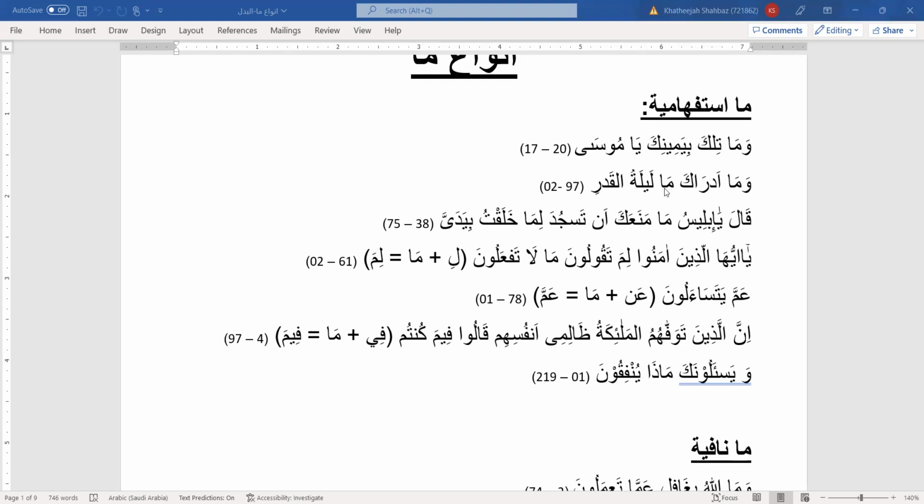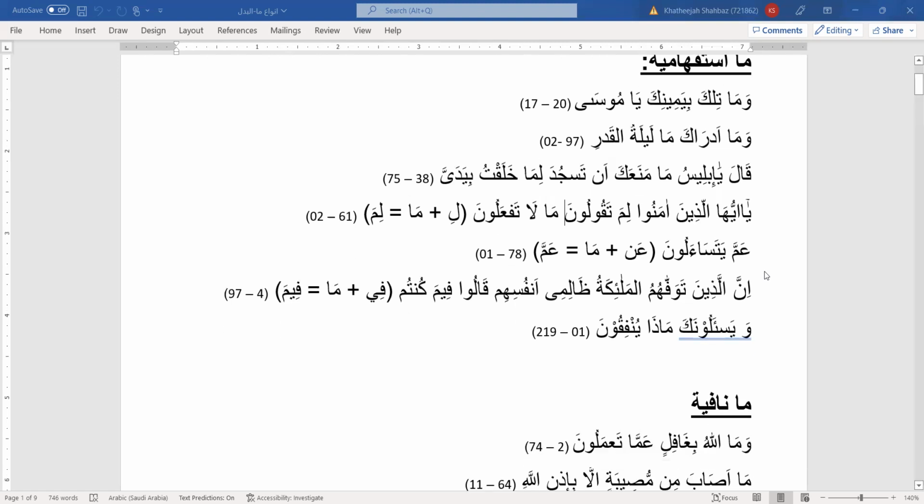This ma and this ma, they're both ma istifhamiyah. Yeah, thank you. We already know this. I'm just going to go quickly over this now.